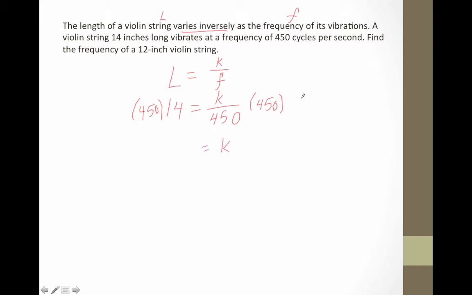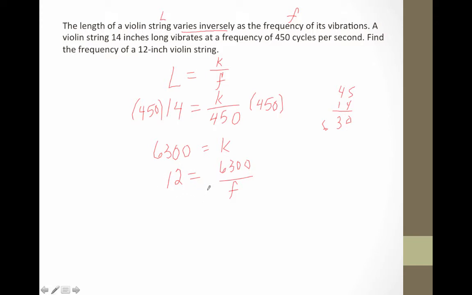So let's see, K equals, I'm going to go off to the side one second. 6,300. And then what if instead of 14 we had 12? So 12 equals 6,300 divided by, we don't know, little f. Okay, so this one, you can just remember the trick that if 6,300 divided by f is 12, then 6,300 divided by 12 is f.